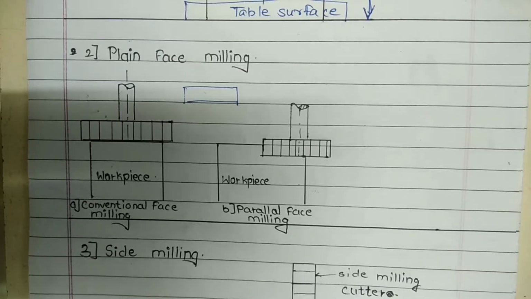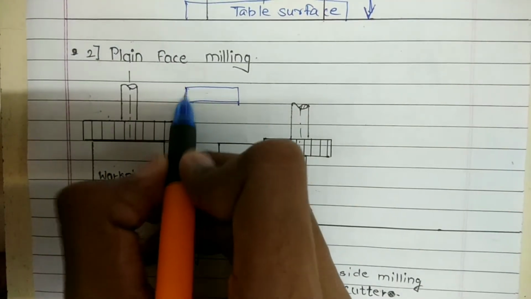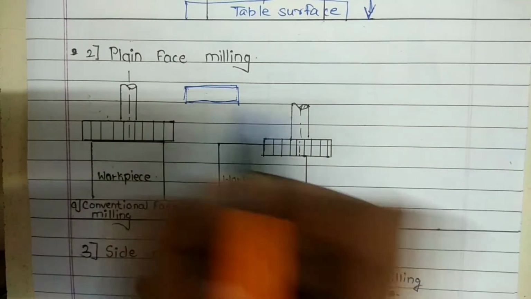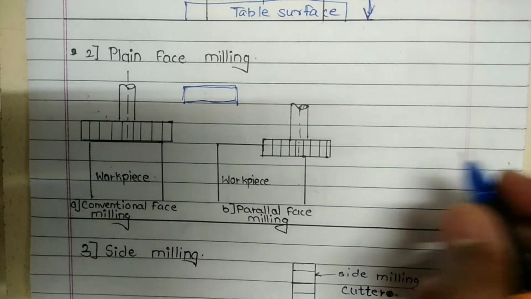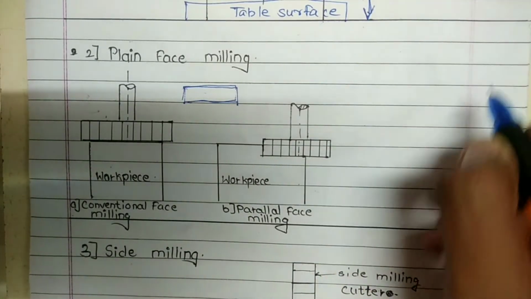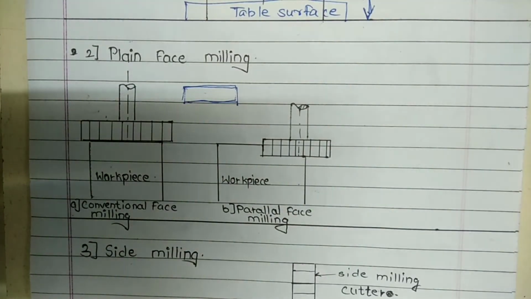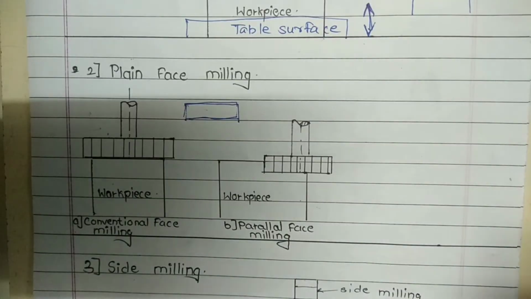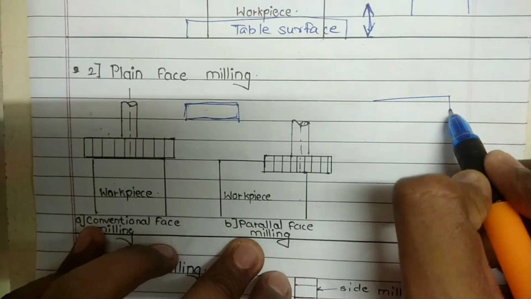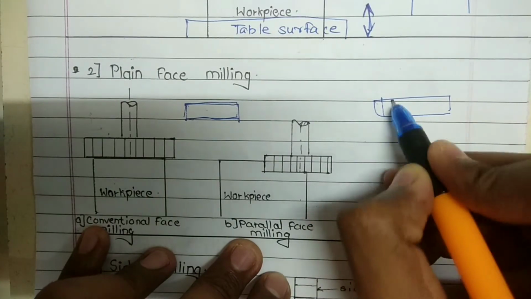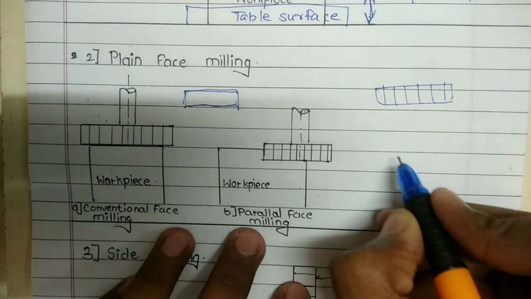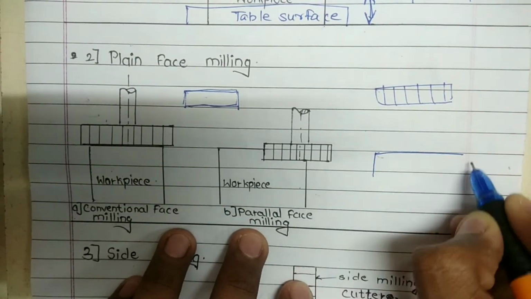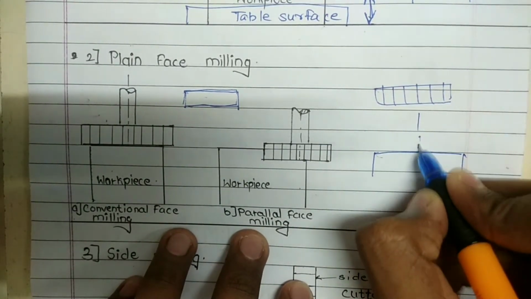And now we will see the second operation, plane face milling. In this, horizontal flat surfaces are produced by using a cutting tool, and this milling operation is mainly performed in a vertical milling machine, and the cutter is mounted horizontally, and we can produce horizontal flat surfaces perpendicular to the axis of the cutter.